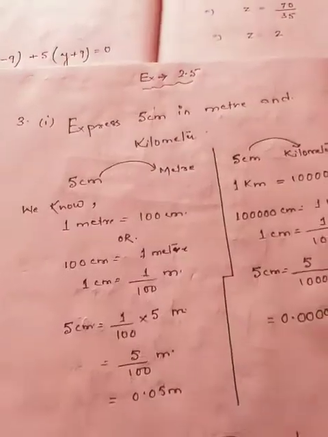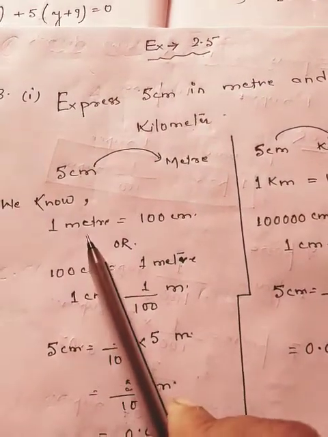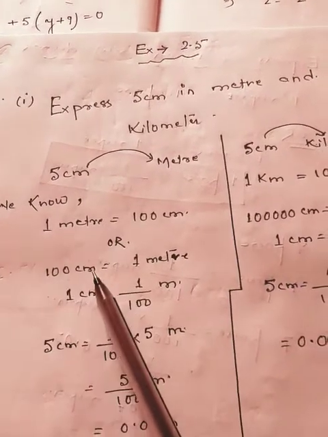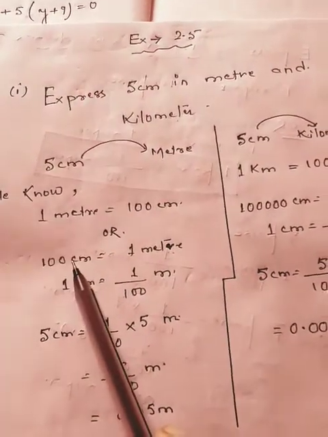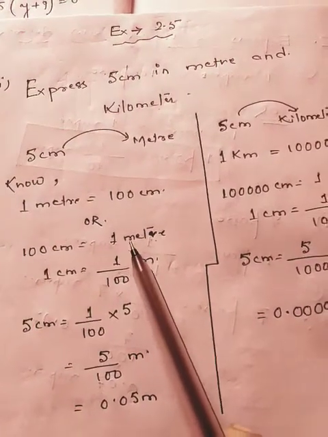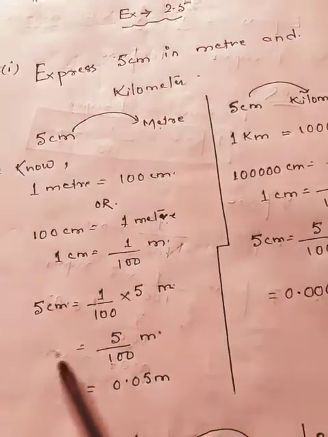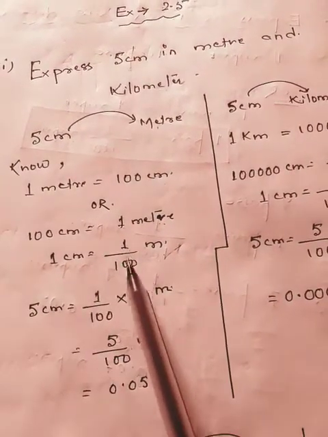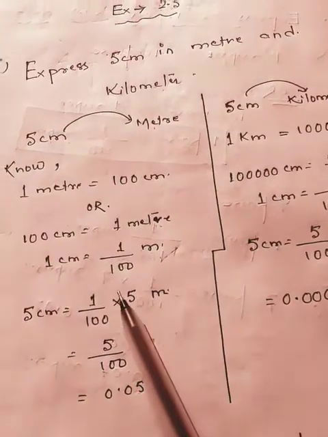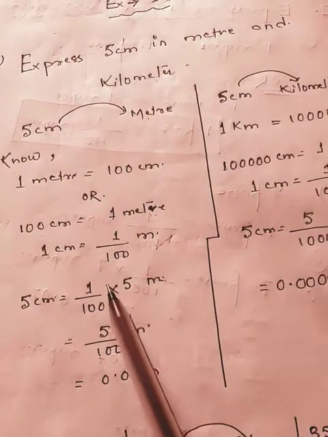Before that, you have to know the relation between the meter and the centimeter. So we know that 1 meter equals 100 centimeter, or this could be written as 100 centimeter equals 1 meter. If 100 centimeter equals 1 meter, then 1 centimeter equals what? It will be less. So that would be 1 by 100 meter. Now let's convert this 5 centimeter to meter form. As we know that 1 centimeter equals 1 by 100 meter, 5 centimeter will be what? It will be more, so we have to multiply. So 1 by 100 into 5 meter. So the answer is 5 by 100.